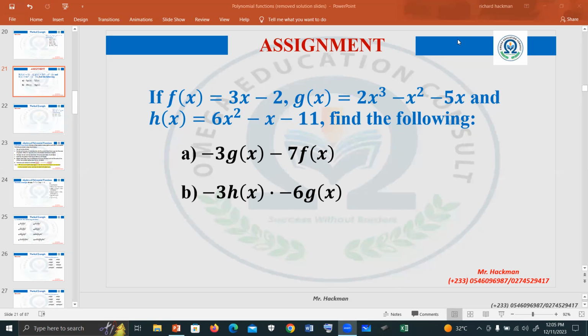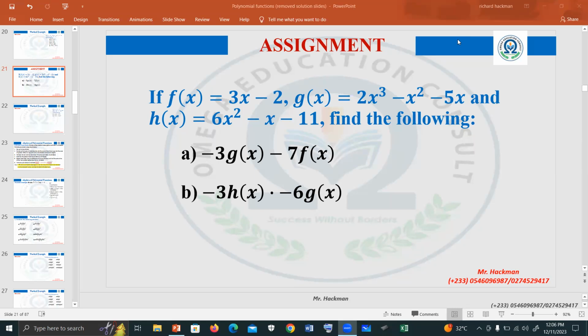Today's lesson is going to be very brief. We'll be looking at the solution to the assignment that was given in our previous lesson on polynomials, looking at addition and subtraction of polynomials, then multiplication of polynomials. So the question is what we have on our screen.